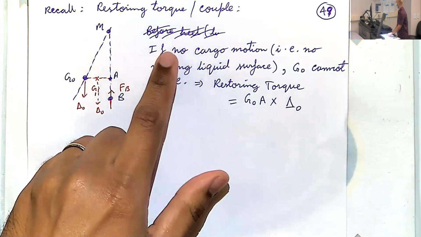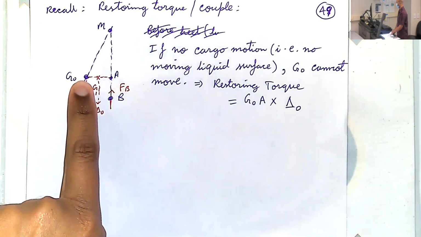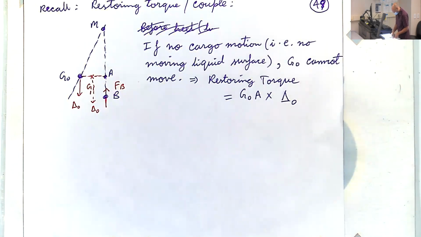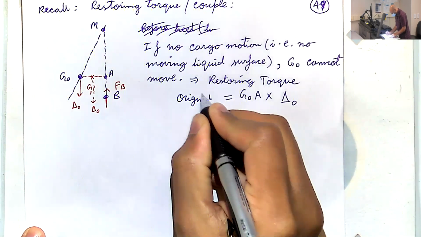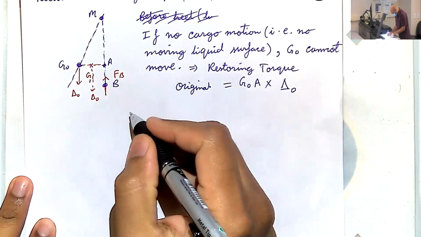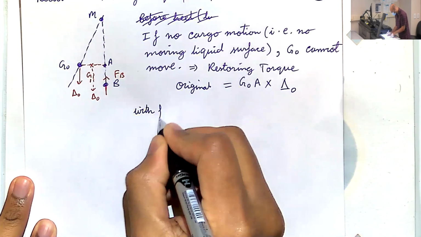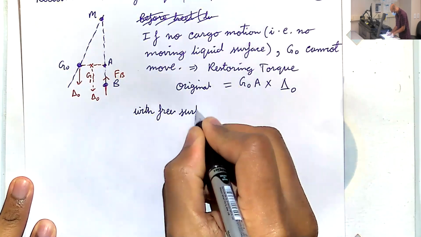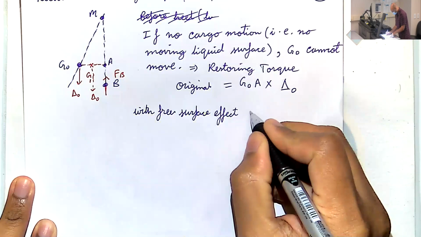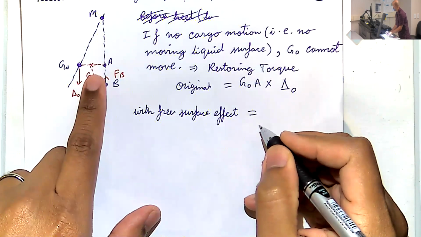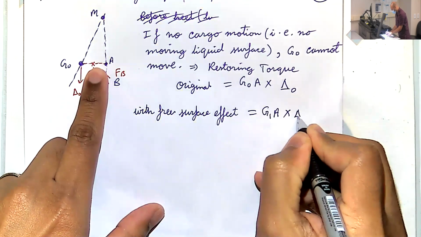So the note we had was if the cargo doesn't move, if there's no liquid sloshing, G0 remains in its place. So that's the original restoring torque. So this is the original. And when we have a free surface effect, this is the new arm, G1A. The force is the same, delta 0. Okay.